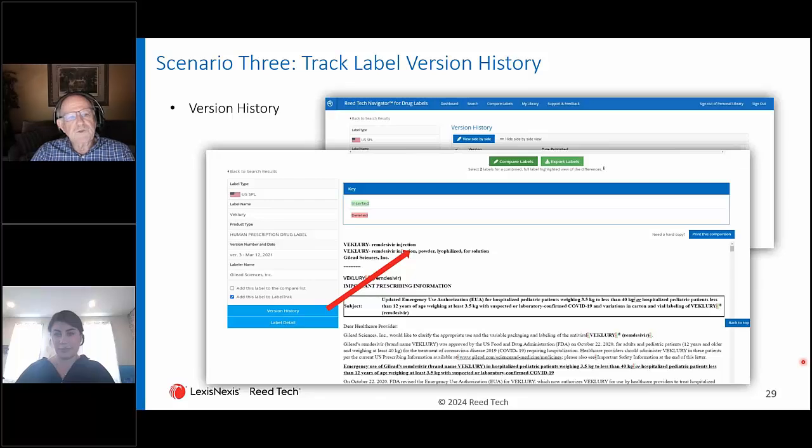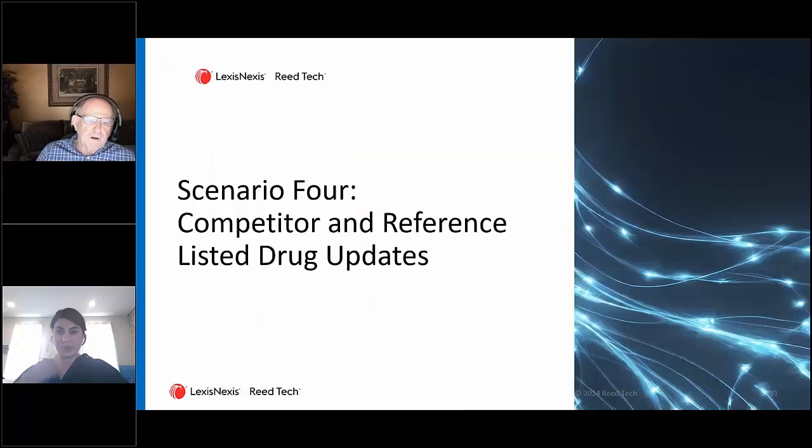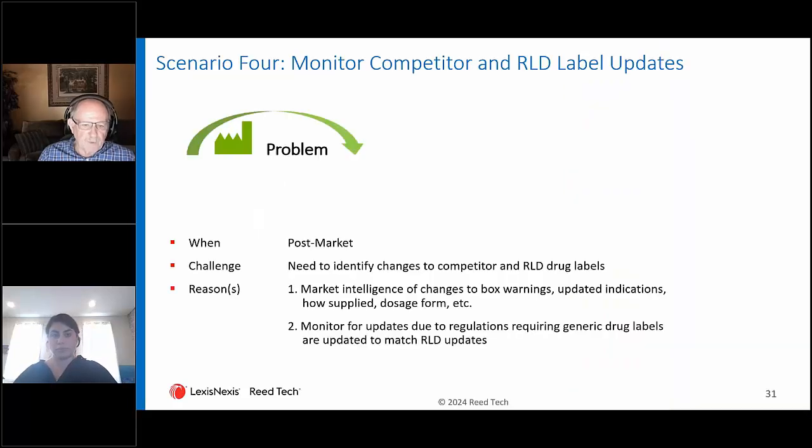All right, very good. So I think we've worked our way through 3 different scenarios. The fourth scenario that we'd like to take a look at is keeping an eye on the competitor changes to the drug labels, or in the event that you're a generic drug manufacturer, you need to keep an eye on that reference listed drug. And I think we might have alluded to this, but this is the scenario where you need to monitor any changes to a particular label.